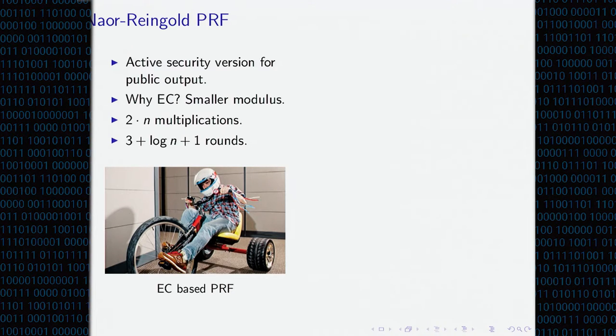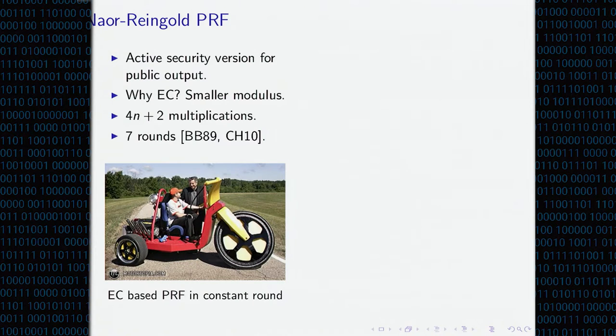And so we have two versions of this protocol. We have a version which takes 2n multiplications and 4 plus log n rounds. We also give another version. This uses a clever trick from Bar-Ilan and Beaver from '89, which was then optimized by Catrina in 2010. So we give a constant round version for the Naor-Reingold PRF.